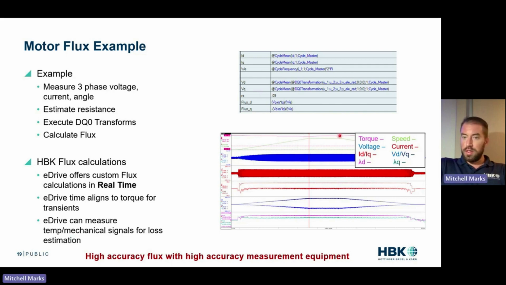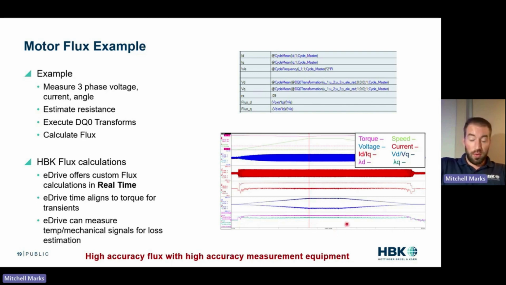So we have torque. Torque is constant, and we're sweeping speed. We have our voltages in blue, our currents in red, our IQ in other red and maroon. We have our VD, VQ in blue and other blue. And then we have our flux D and our flux Q in green and purple. And in real time, we can view that as a scope trace. And you can see the flux as we're ramping up and really understand those changes as they're happening.